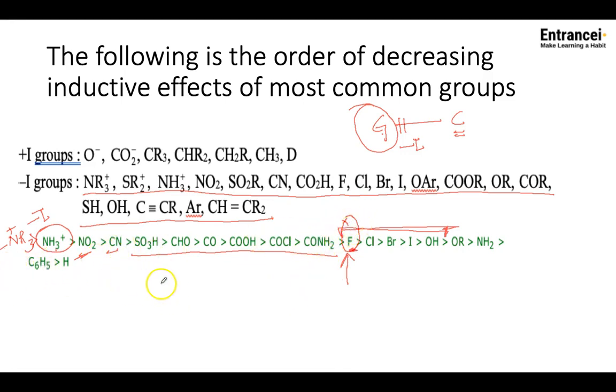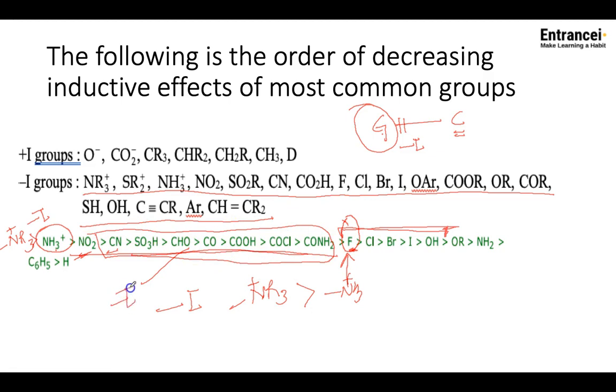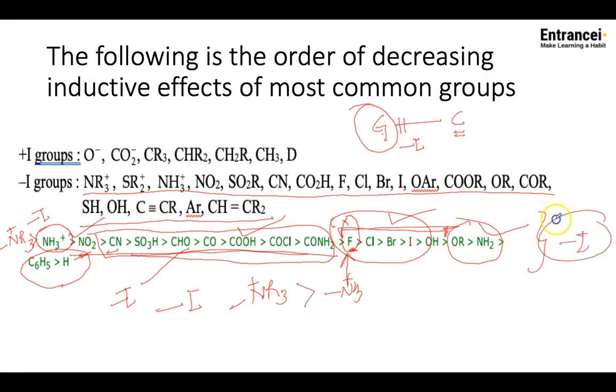So if somebody asks you for the strongest minus I effect, it will be NR3+, then NH3+, and then this order will be followed. All functional groups, starting from cyano compounds to amide compounds, exhibit a stronger minus I effect as compared to halogens, then oxygen and nitrogen, and the least is hydrogen. So you can say all functional groups, all halogens, all nitrogen compounds, all hydroxy and amino compounds exhibit the minus I effect. That means almost all groups exhibiting the minus I effect decrease electron density in carbon and generate a partial positive charge.